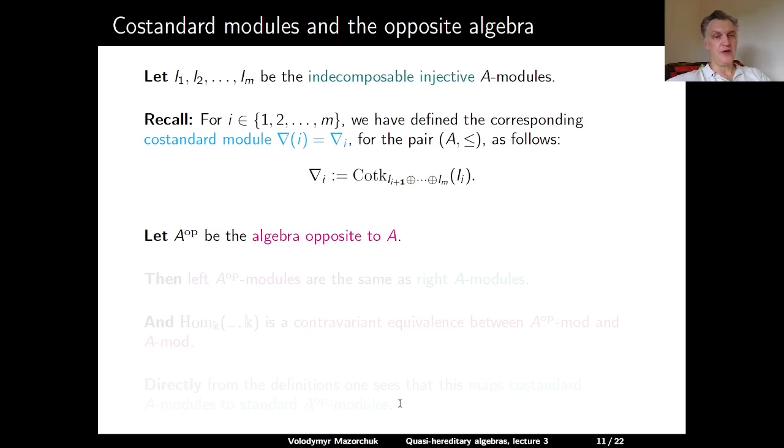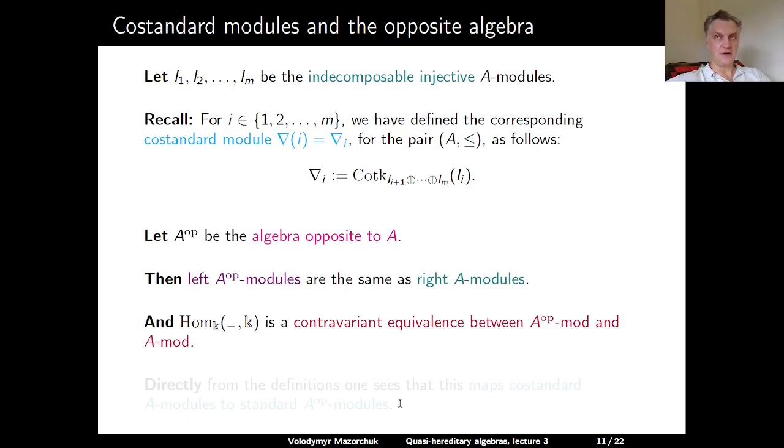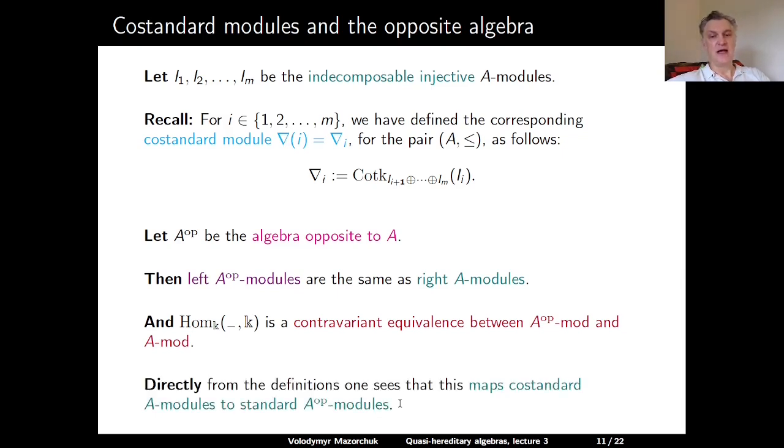So let A op be the opposite algebra to A. Then left A op modules is exactly the same thing as right A modules. And we have the duality functor over our field. Taking the dual space with respect to our field is a contravariant equivalence between left A modules and right A modules, which means between left A modules and left A op modules. If we just compare the definitions, we see that this equivalence swaps standard and co-standard modules. So in particular, it maps co-standard A modules to standard A op modules.